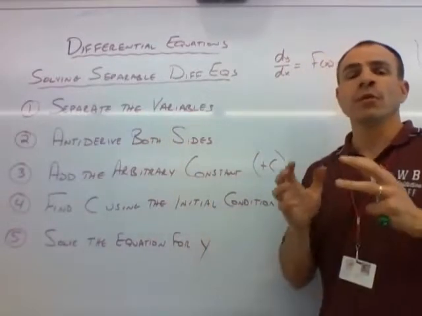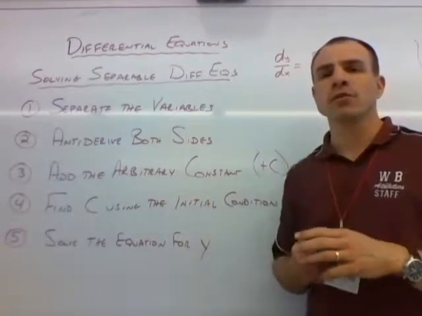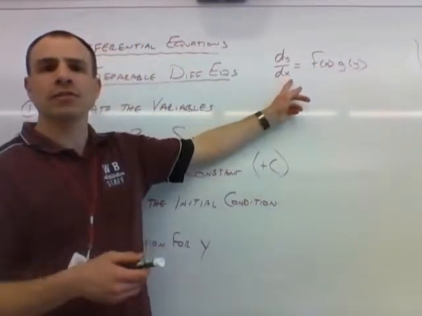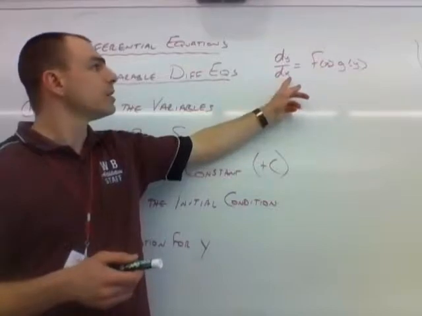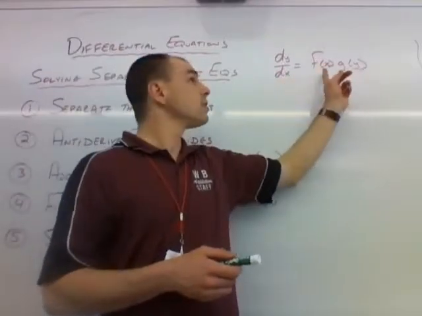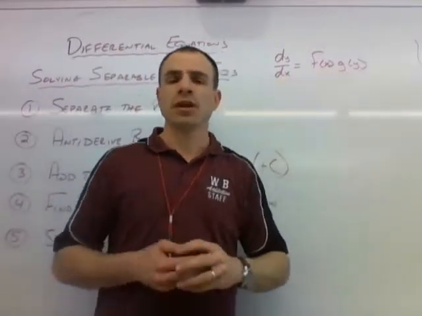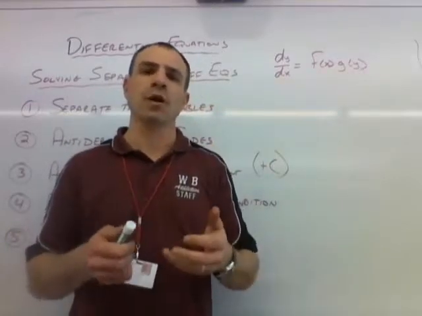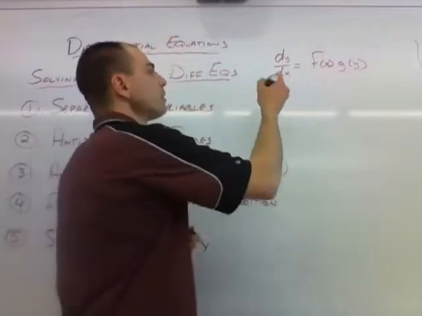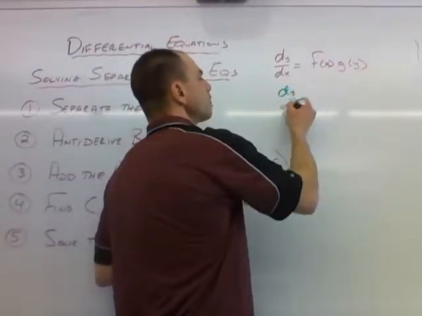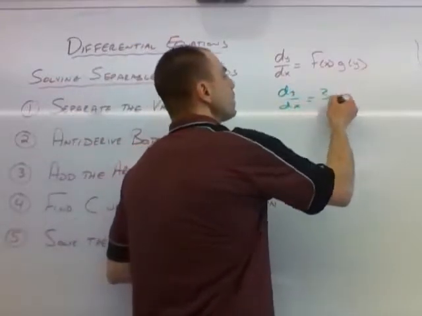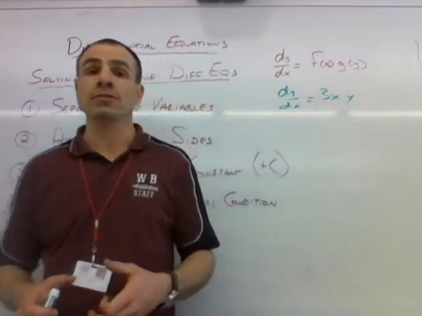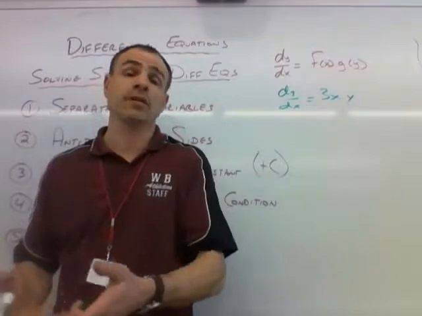Okay, so again, what we're talking about is a separable differential equation. So that means what we're dealing with is some kind of dy/dx, and you can see this in your notes at the bottom of the page there. dy/dx is equal to some function of x times some function of y. So there's a product between the x term and the y term. So for example, if you had dy/dx is equal to 3x times y, that's a separable differential equation because we're multiplying the x term, 3x, times the y term.